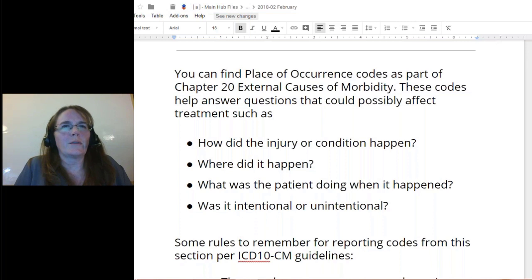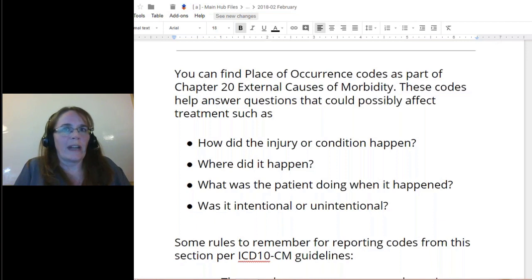When you're looking at these codes, the coders and the providers are trying to help answer questions that affect the treatment, such as how did the injury or condition happen? Was it an accident? Was it a fall? Where did it happen? And this is your place of injury. That's just one of the segments of external causes.